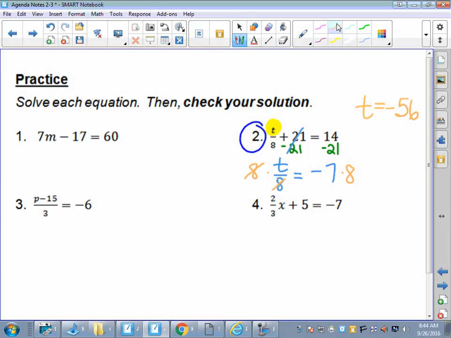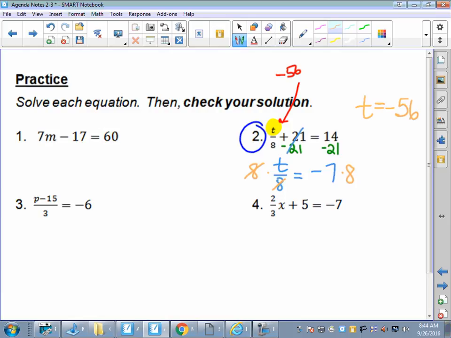If we're going to check, you would take that negative 56 and use substitution and put it back in there. And you could just do a little mental math. Basically, it's true or false, like those replacement set problems. Negative 56 divided by 8 is negative 7. Negative 7 plus the 21 from the problem does give you 14. So we know we've got ourselves a correct answer.